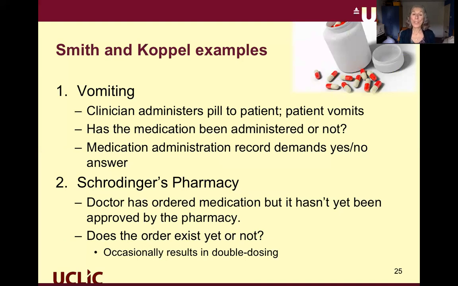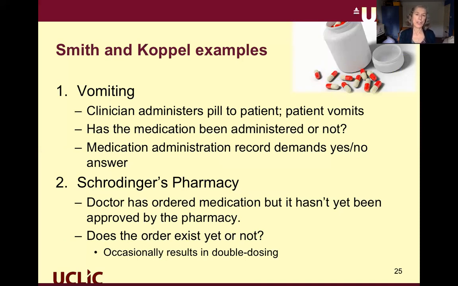A doctor has ordered some medication, so this is earlier in the process, before it's been administered, when it's ordered. But there's a phase of it being approved by the pharmacy. And they ask, does the order exist yet or not? So the doctor has issued an order, but it hasn't yet appeared as ordered in the medication record because it only appears there when the pharmacy approves it.